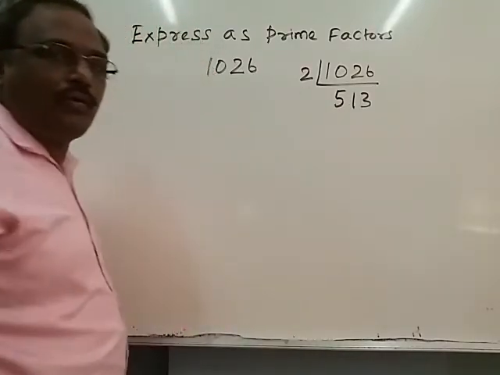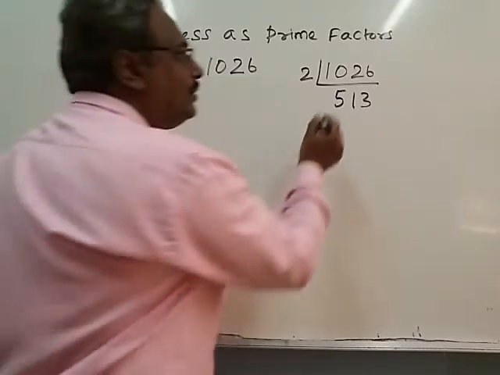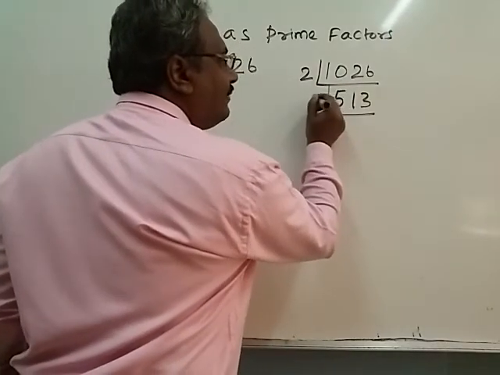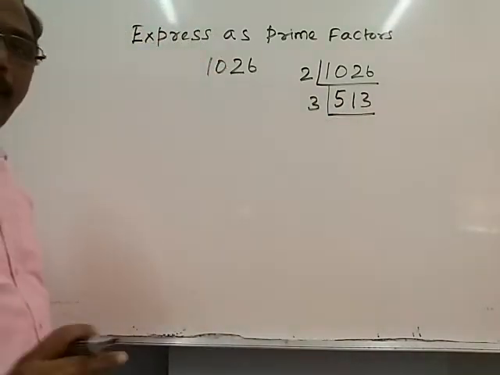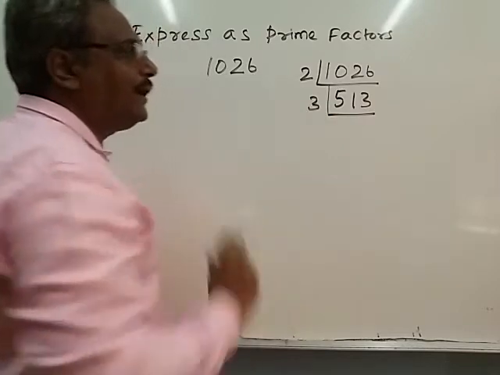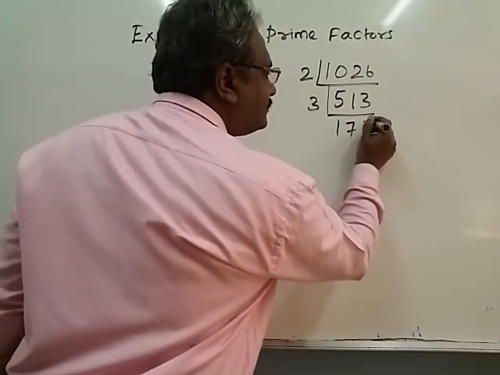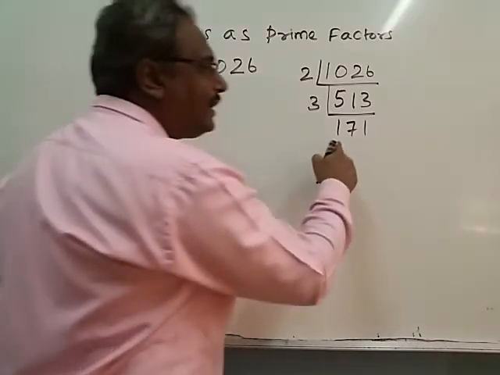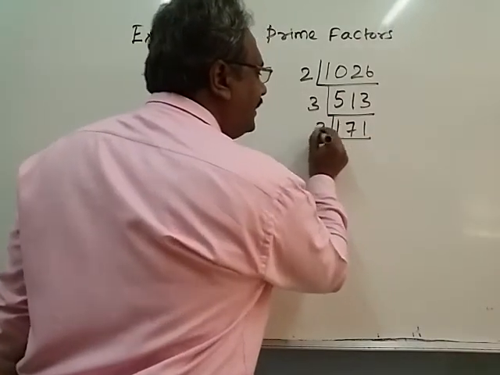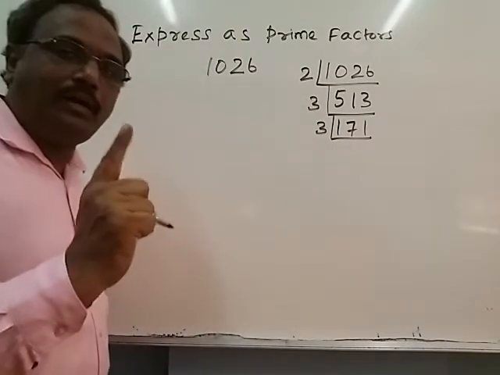So next I am going to check the next prime number. What is the next prime number? We can divide by 3, because 5 plus 1 is 6, plus 3 is 9. This is divisible by 3. That means I am going to divide by 3. What will be the answer? 171. Again I am going to divide this number by 3. We will keep dividing the number until we get the last number as 1.